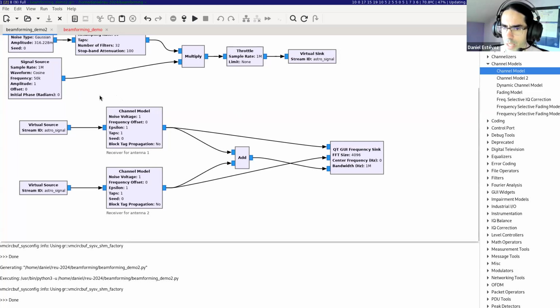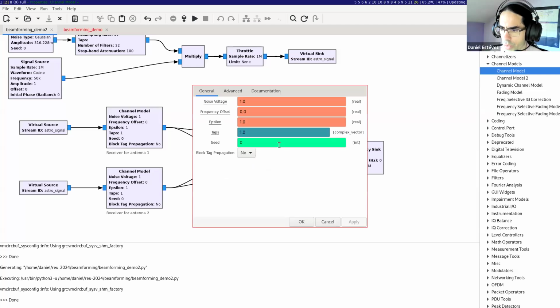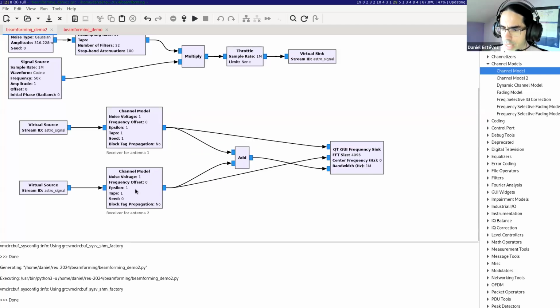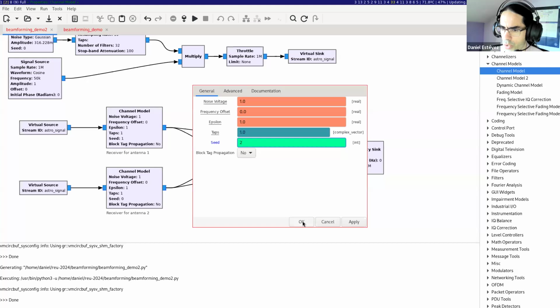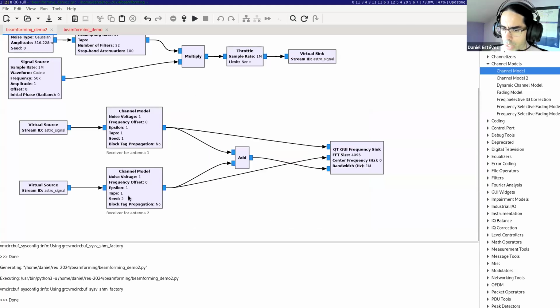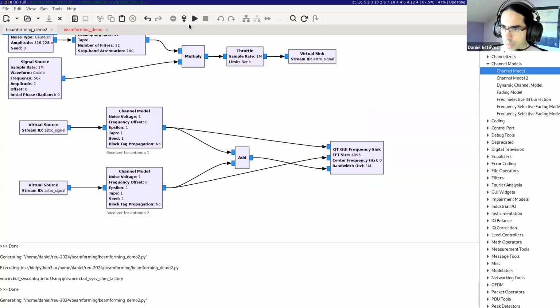Even if you are generating things randomly, you want the same results to happen when you run the flow graph multiple times. But here we need to be careful because by default, this channel model has a seed of 0. And we want to simulate that the noise added by the receiver in antenna 1 is different from the noise generated by the receiver in antenna 2. So the way to do that is to use different seeds, and it doesn't matter what number you use. So I'm just going to put seed 1 and seed 2. In this way, the noise generated here will be different, or uncorrelated, with the noise generated here.